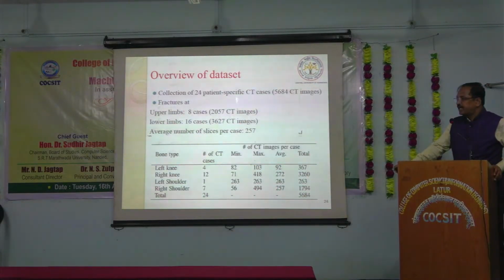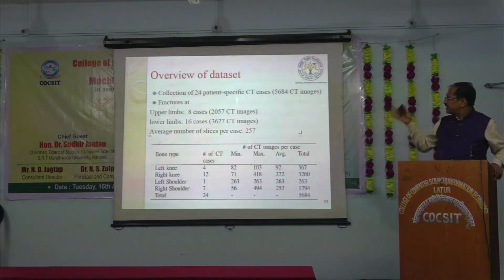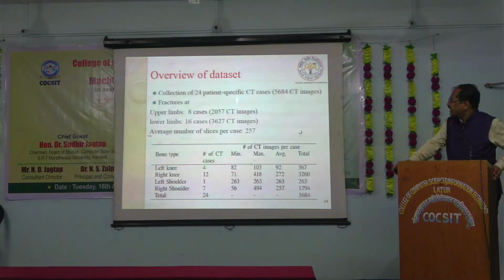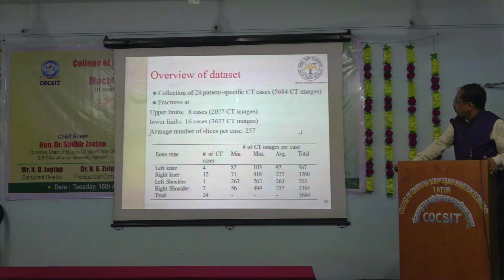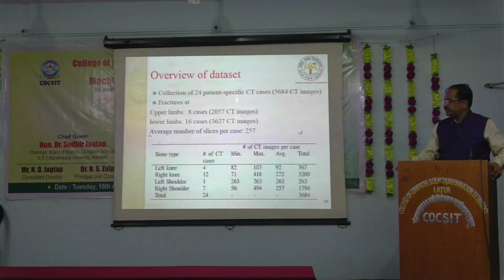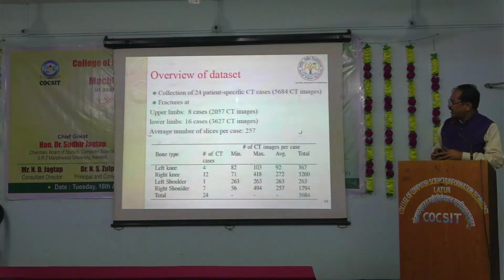Then how much data have we collected? This is the detail about the data we have collected: 24 patient-specific CT cases. Not 24 images, it is 24 CT cases. Each case will have a stack of many images, as I told you. So the total number of CT images we have collected is 5,684 images.